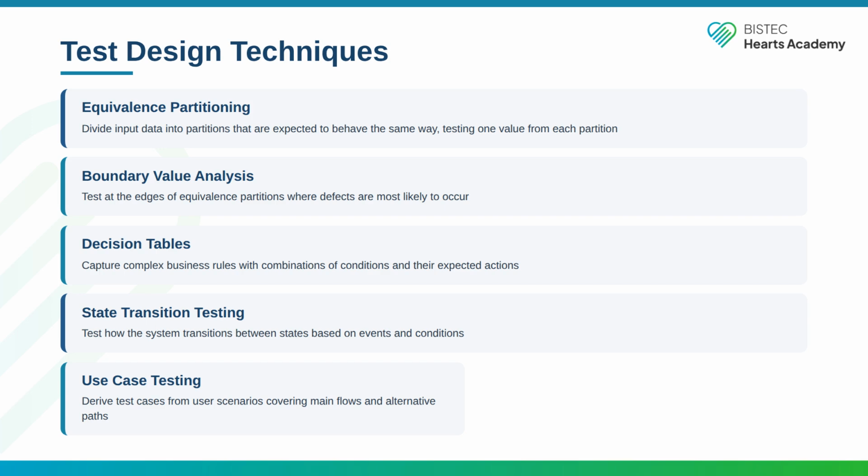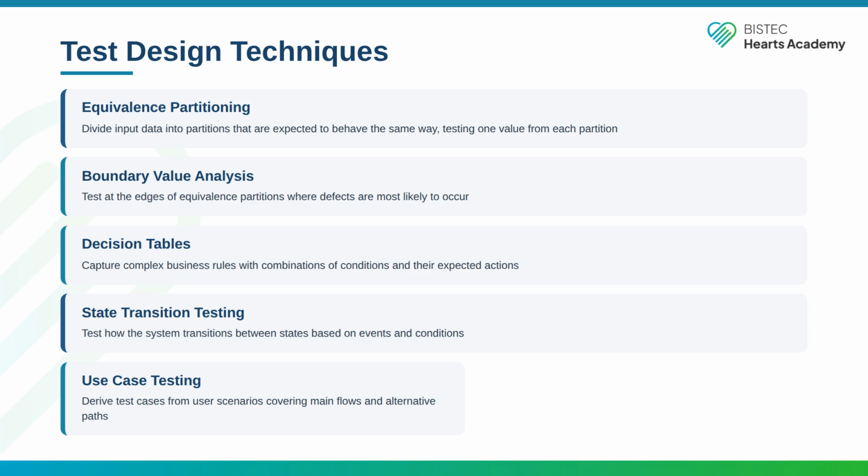BVA says, test the boundaries and the values immediately adjacent to them. For our age field, test 17, 18, 19, 119, 120, and 121. 6 values. These 6 tests will catch more bugs than 50 random values in the middle of the range.